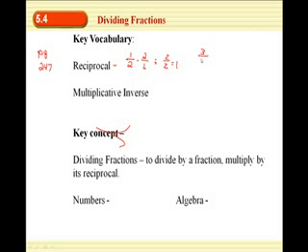So let's try 3/4. The reciprocal of 3/4 would be 4/3, and if you multiplied that, it would be 12/12, which is equal to 1. Okay, so reciprocal is a number that when multiplied with the regular fraction is always equal to 1. It's a fraction that you flip over.